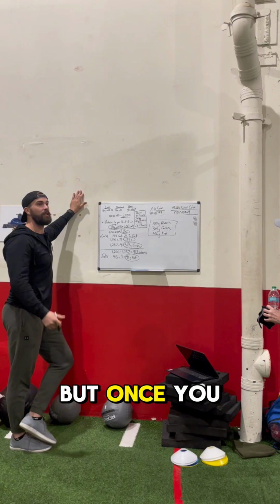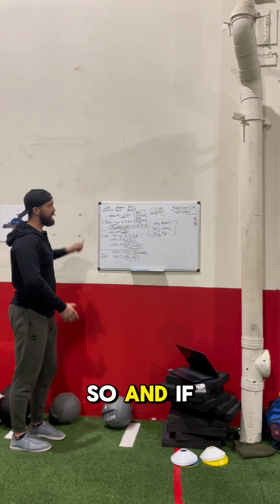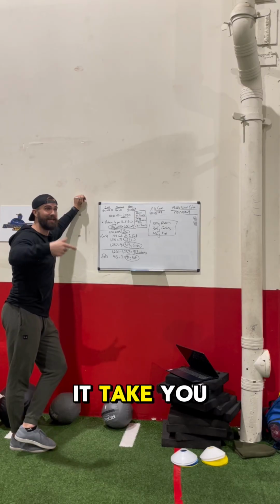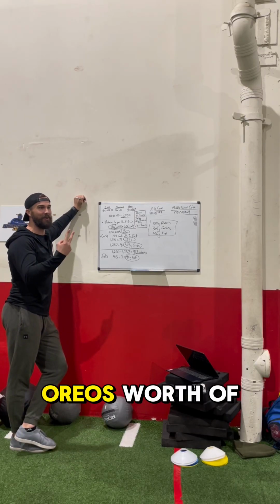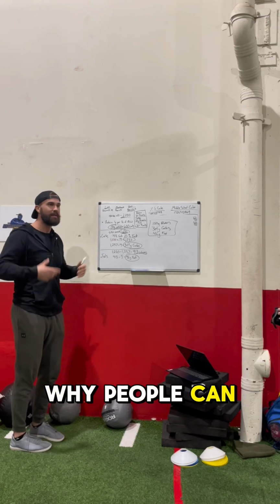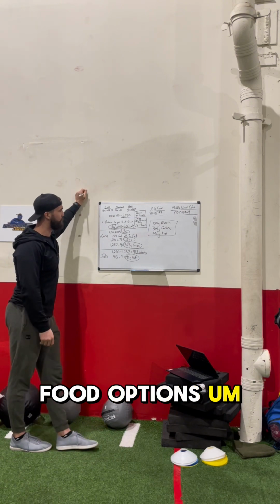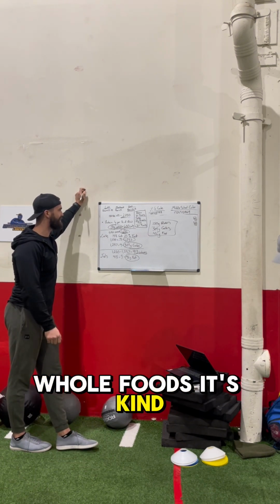But once you have 2 Oreos and it's 140 calories, which is crazy. And if you think about it on the bike, how long does it take you to get to 140? That's 2 Oreos worth. So it just shows why people can become overweight so easily with all these food options. But if you just stick to whole foods, it's kind of tough to overeat.